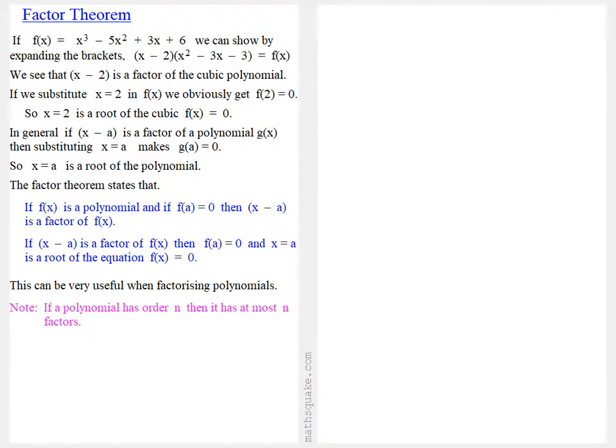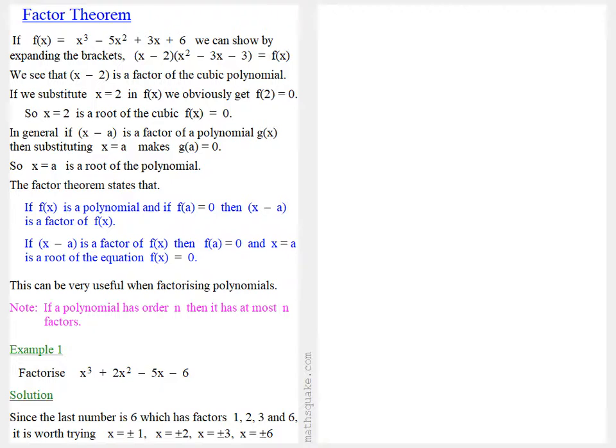Just as a side point, note, if a polynomial has order n, then it has at most n factors. So let's have a look at an example. Factorize x cubed plus 2x squared minus 5x minus 6. To solve this, since the last number is 6, which has factors 1, 2, 3 and 6, it's worth trying x equals plus or minus 1, plus or minus 2, plus or minus 3, and plus or minus 6.